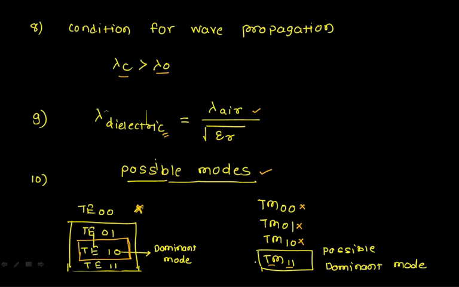Because always the problem will be asked to calculate this for the dominant mode. So you must know that in the TE wave, the dominant mode is 1, 0, and in the TM wave, your dominant mode is 1, 1.